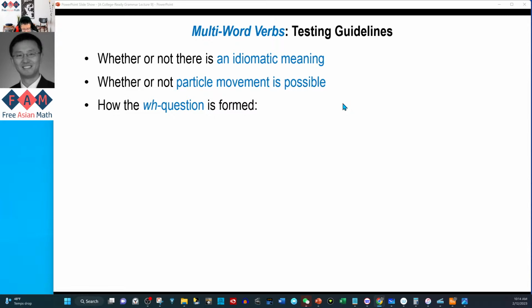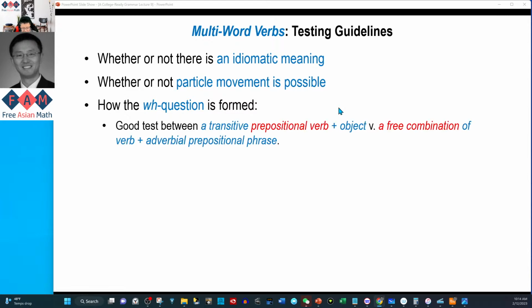Another test is whether a WH question is formed. What we mean by that is there are different kinds of WH questions: who, where, what, and so on. So it's a very good test for the transitive prepositional verb. We are talking about two scenarios. One is that you have a transitive verb followed by a preposition, and that combination makes a further verb that must be followed by a noun. That's why you have an object of that. And another possibility is a free combination of a verb followed by something that looks like a prepositional phrase, but is actually an adverbial prepositional phrase.